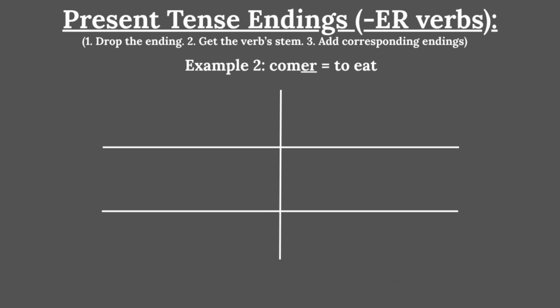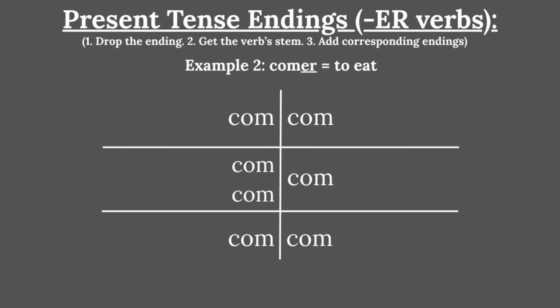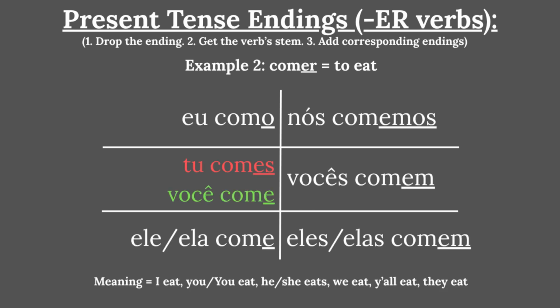Now, let's move on to -er verbs, like comer, to eat. The conjugation pattern for such verbs in the present is similar, where we get the verb stem by dropping the ending and adding the right endings to the category of the verb.